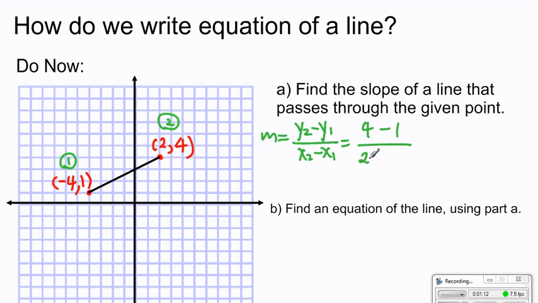over x2 becomes 2, minus x1 becomes negative 4, minus negative 4. And as you can see here, we end up getting 3 over 6, which ultimately goes to 1/2. So that's right, 1/2 becomes our slope. How about the second part? Find an equation of the line using this slope.